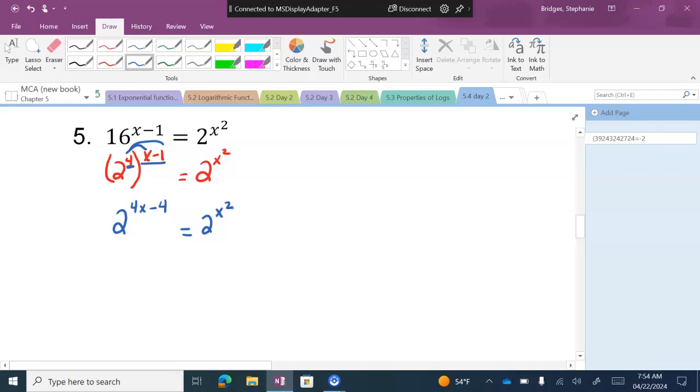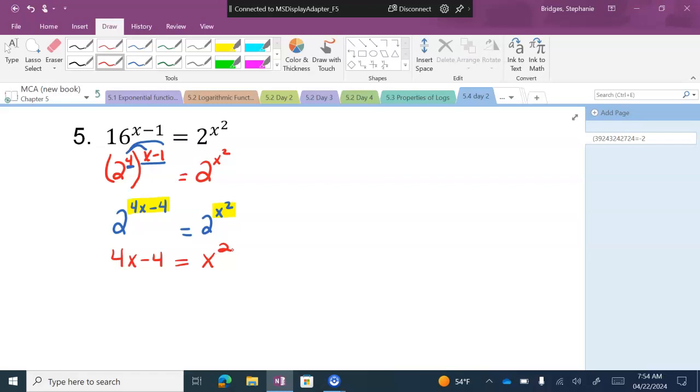So ours are good. Now I have the same bases, so I can drop my bases. I can set my exponents equal. This is going to be a little bit more complicated to solve because what are we going to have to do to solve it? Well, I can't square root because I have an x and an x squared, okay? We're going to have to factor it, right? Because anytime I have an x squared and an x term, it's going to have to be factored.